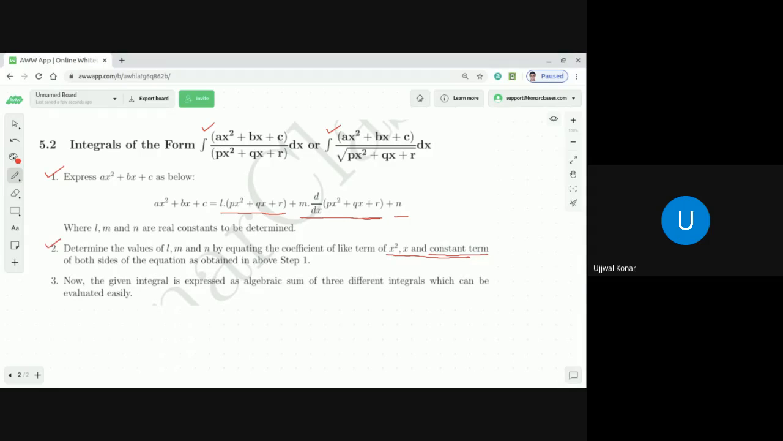Here also, after the class, you can take some examples. You can take it from the book. You can form your own example of quadratic expression in the numerator, denominator of the quadratic expression, or numerator a quadratic expression, denominator the square root of a quadratic expression, and follow these steps, you will find the solution very smoothly. If not, contact me. Getting my point?